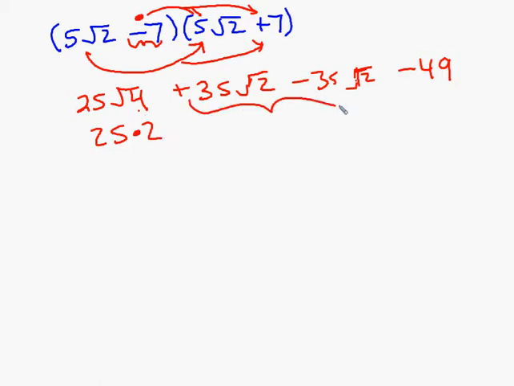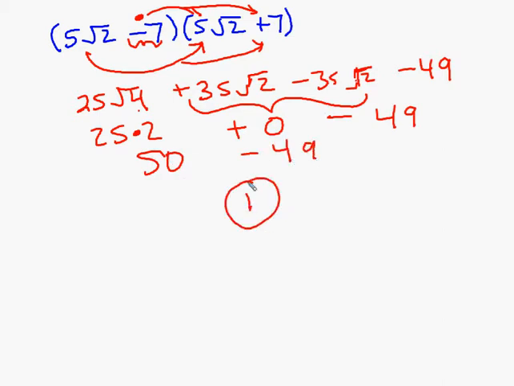I'm not hearing you, so I guess that means there's none. All right, so 35 minus 35 is 0. So that's 0, plus 0. And then nothing to evaluate there, minus 49. Now this is 50 minus 49, which is 1. Our answer is 1.